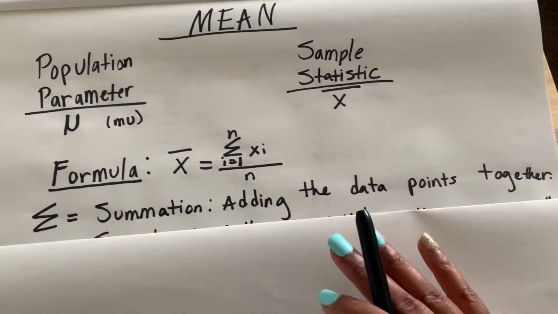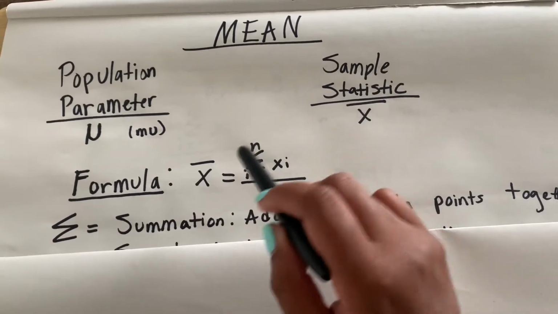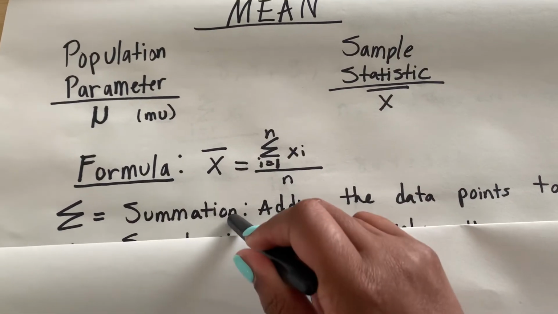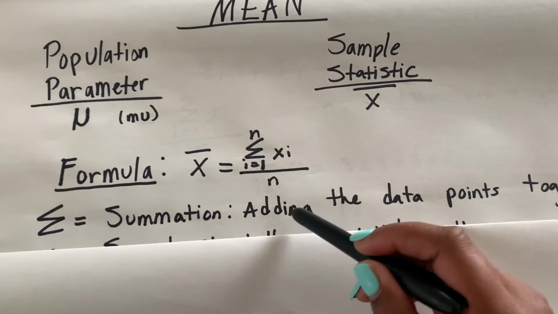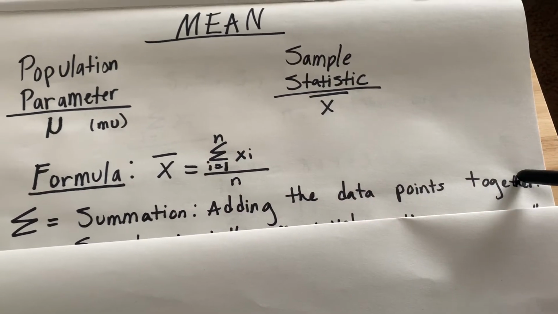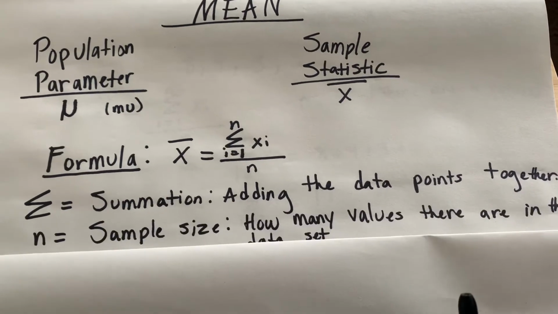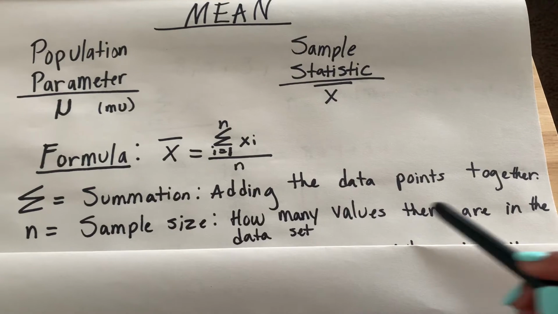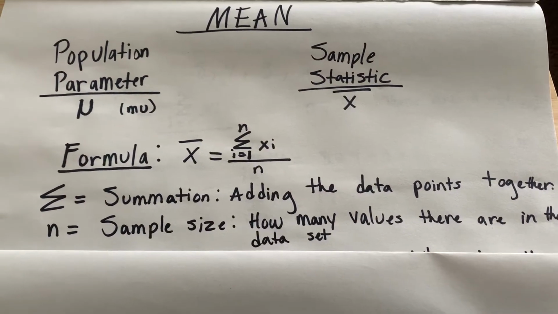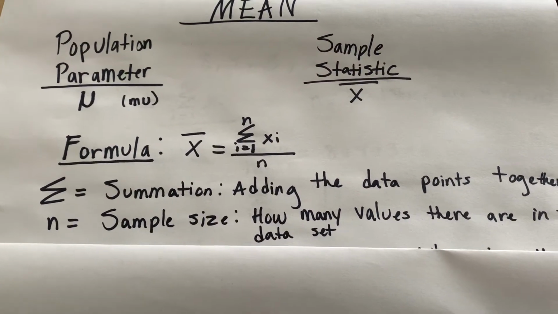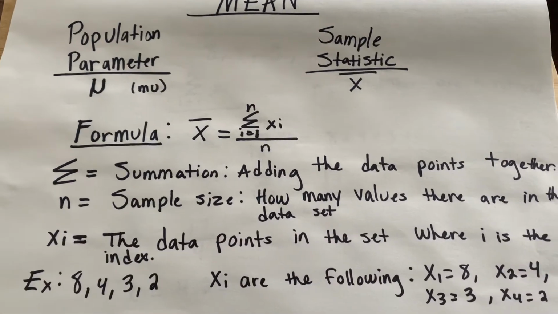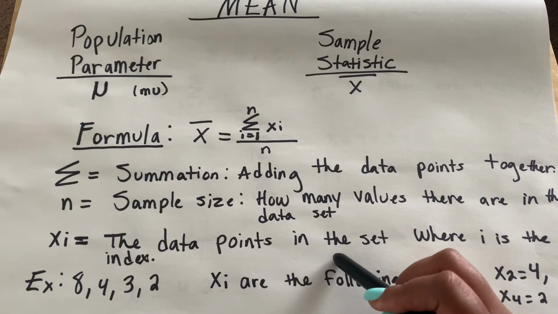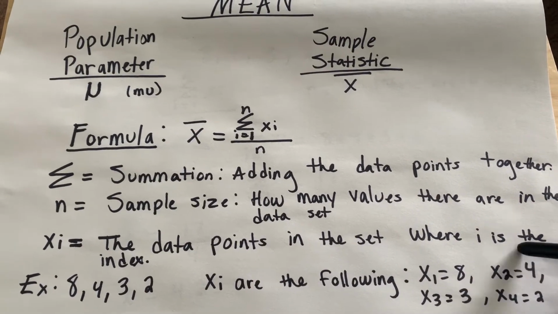So like I said before, the sigma, or the squiggle, stands for summation. And when you're doing a summation, you want to add those data points together. N is your sample size. It is how many values there are in the data set. So how many Xi's do you have? And for Xi, those are the actual data points in the set, where i is the index.